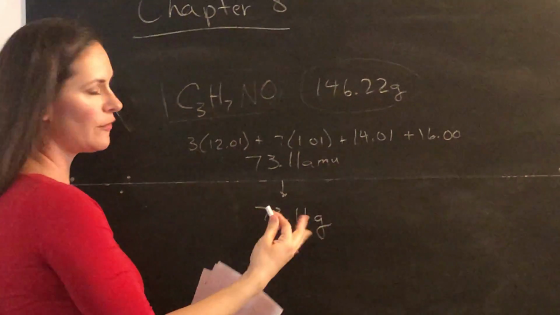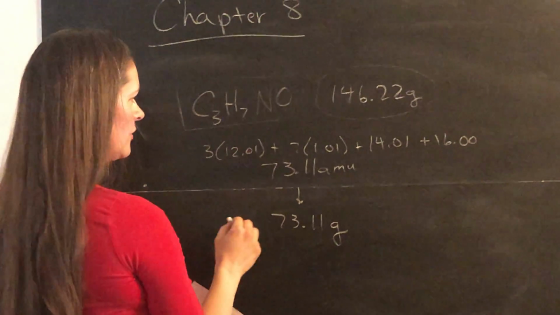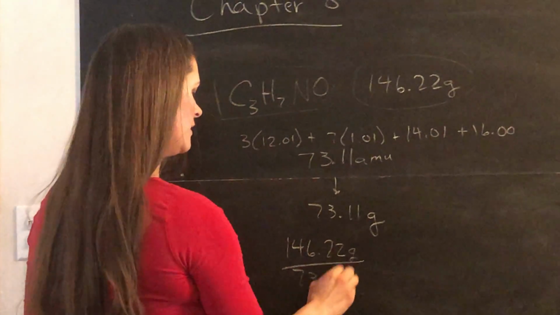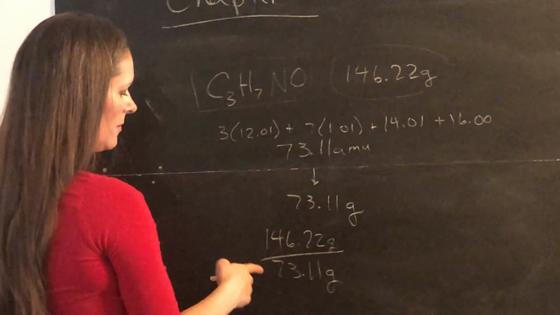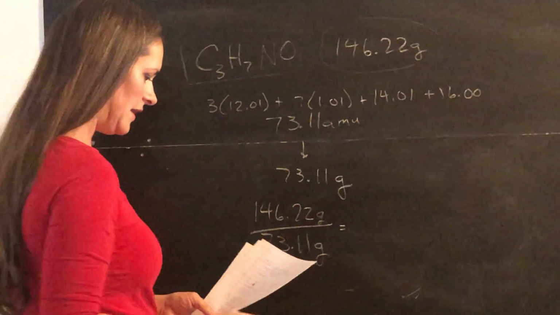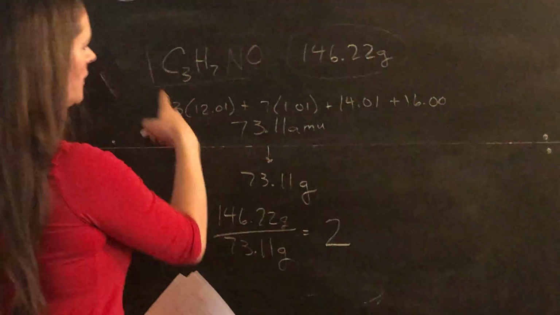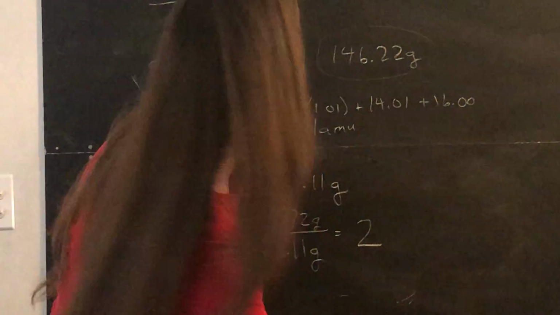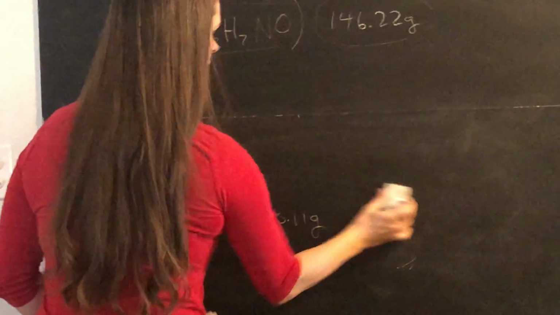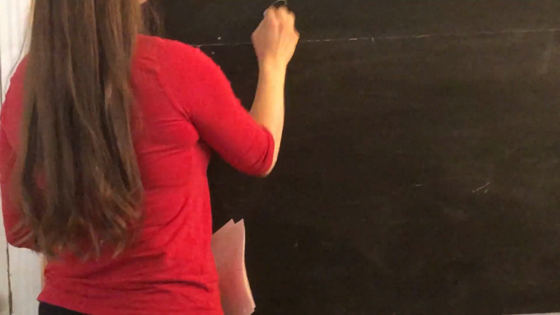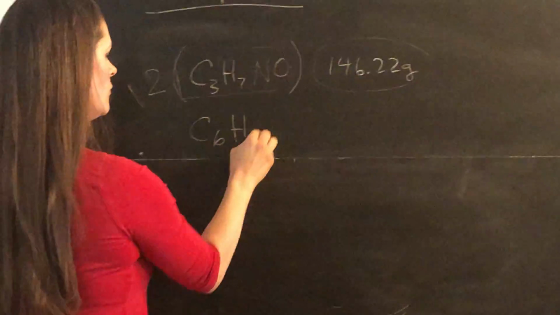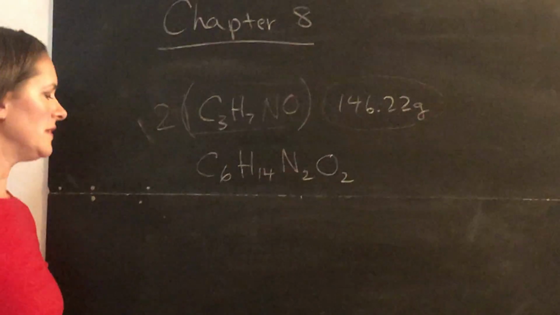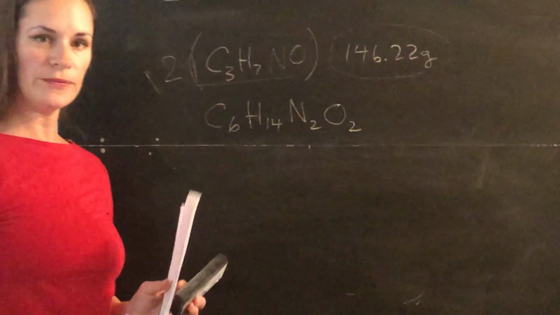But that is 1 molecule, so this is how much its empirical formula weighs. How much does its molecular formula weigh? 1 molecule weighs this much. So we have to figure out what ratio by dividing the molecular mass by the empirical mass. And this is 2. So we know that there's 2, and multiply this whole empirical formula by 2 to get its actual molecular formula. So that will be 2 times 3, C6, 2 times 7, H14, 2 times 1, and 2 times 1. So it will be C6H14N2O2.